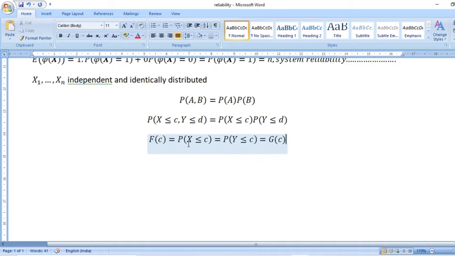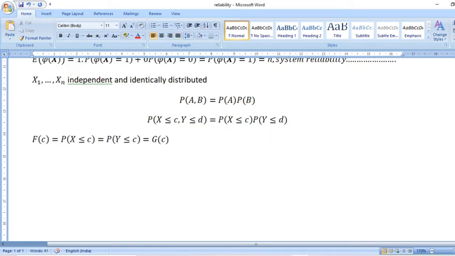If F of c equals probability of x less than c, that is same as probability of y less than c, that means G of c. That means F of c equals G of c. That is, x and y are having same distribution function. Same distribution function we can compute every probabilities.